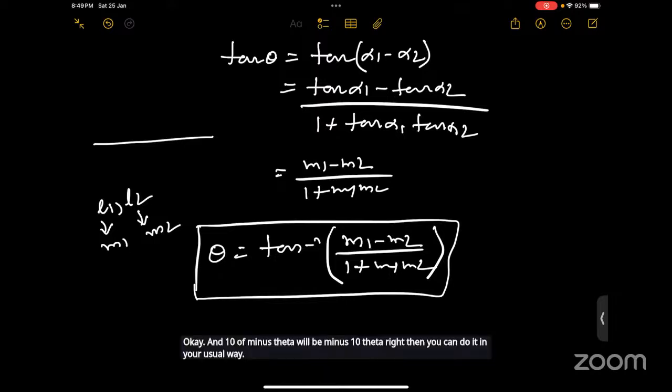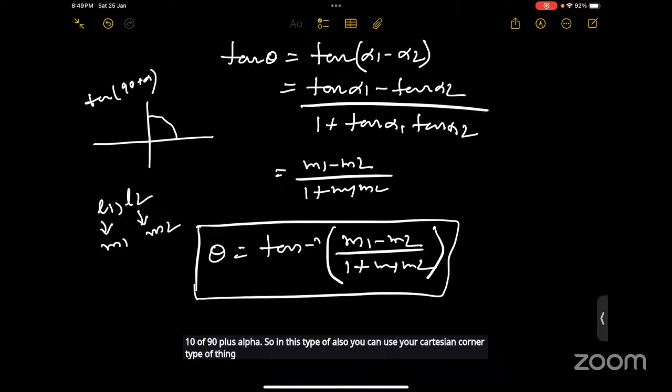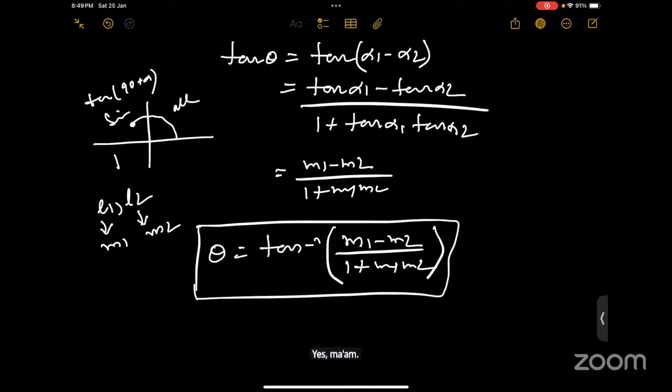Ma'am, tan of 90 plus alpha, what will be the answer? In this type of question, you can use your Cartesian coordinate approach. 90 means this, and alpha means you will get this in the second quadrant. We know which of sine, tan, cos are positive there, so this will be minus cot alpha, if I'm not wrong, right?